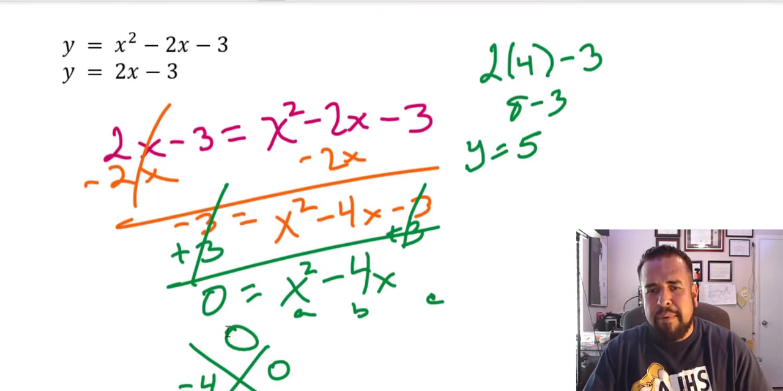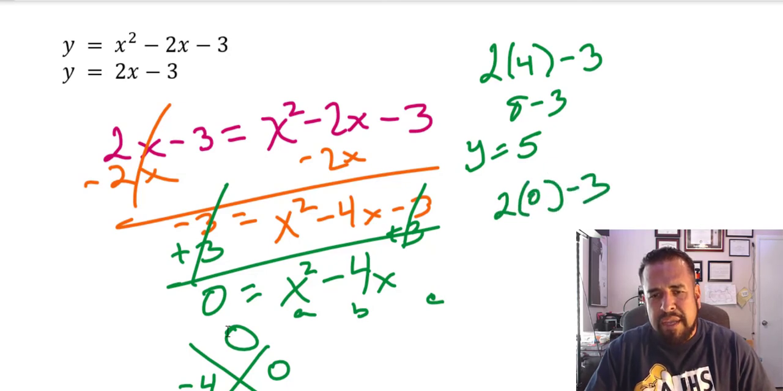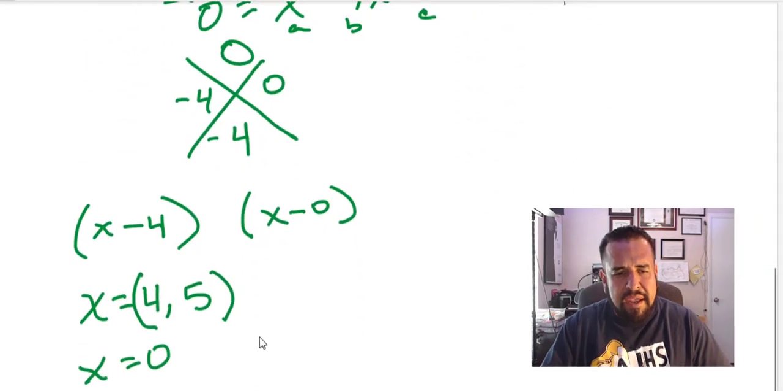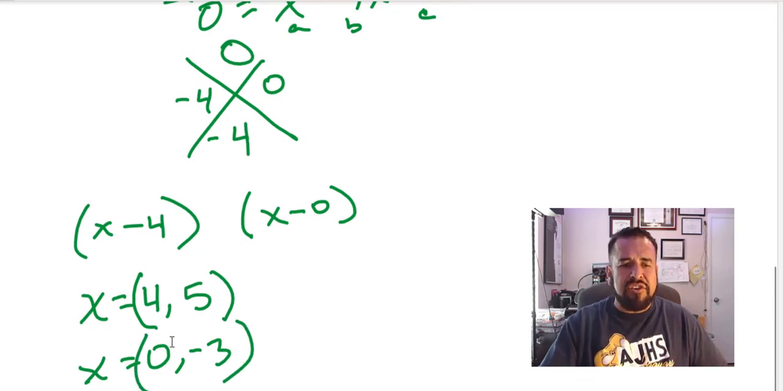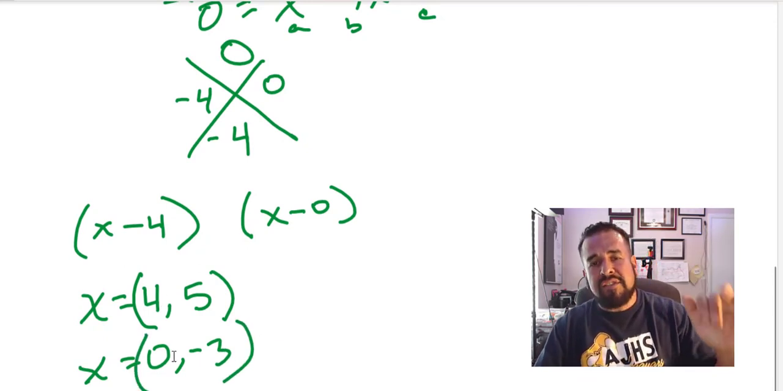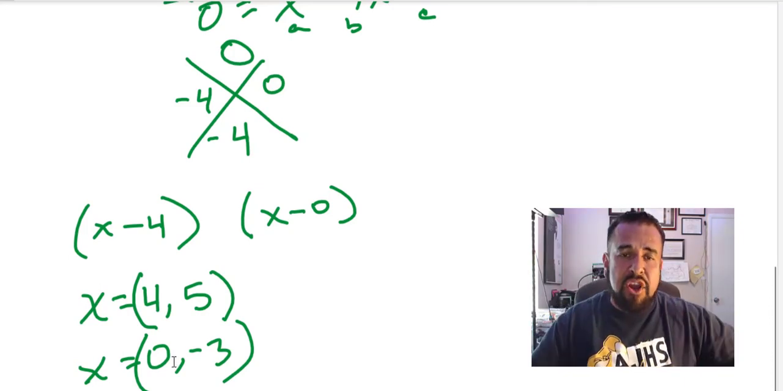Let's find the other one by putting in a 0. 2 times 0 minus 3. This equals 0. So my y value equals negative 3. So go ahead here and put negative 3. And those are my two intersections of where these two graphs cross, right?